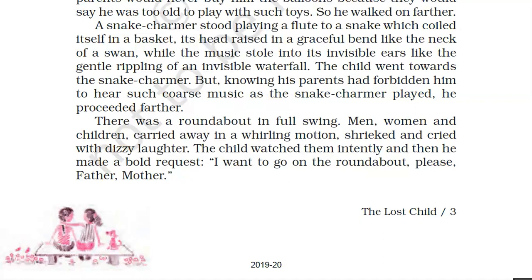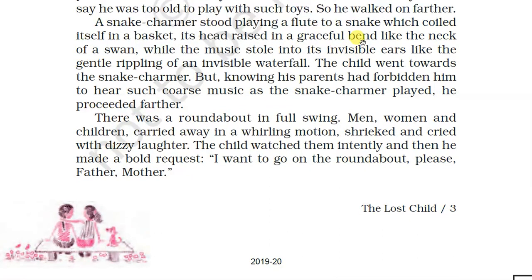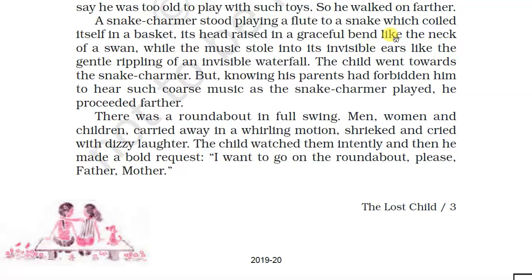Flute, a musical instrument. Coil means set in the form of a coil, in a basket. Its head raised in a graceful way. Raised means lifted. Graceful means beautiful. Bent means turned, bent like the neck of a swan. Swan is a bird.